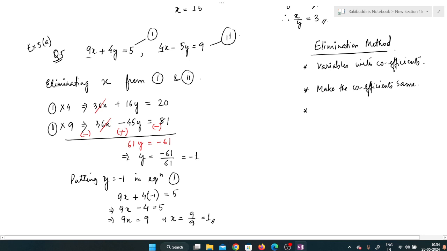So, elimination method. In the elimination method, the questions we can choose are those with variables that have different coefficients. The next step will be to make the coefficients the same. First find any one value, then the next variable you can just find by putting in the value of the previous one. Okay, I hope this will serve the purpose.